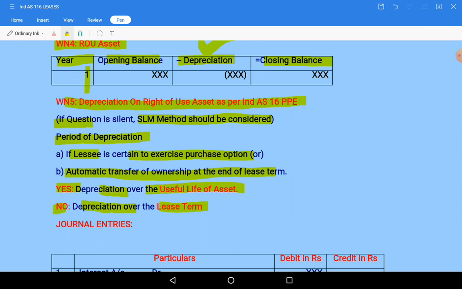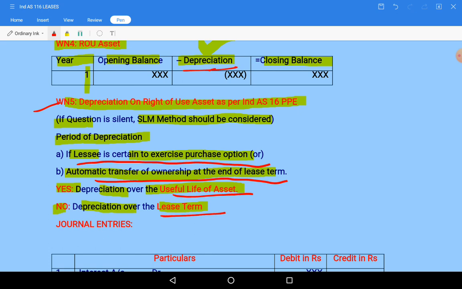But we need to know the formats first. If you know the format, half of the problem will be done there itself. So the depreciation we have calculated will be taken here, under the straight line method. And if the lessee exercises the option or ownership is automatically transferred to the lessee, then we need to take the useful life, otherwise the lease term will be taken for calculating the depreciation of the leased asset.